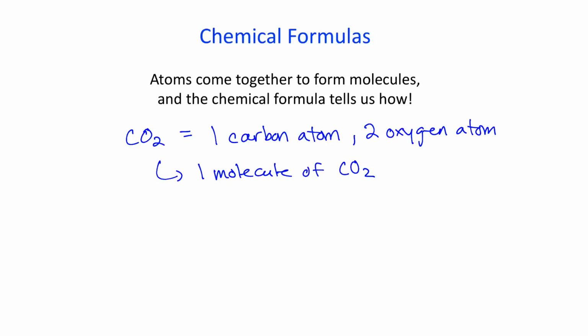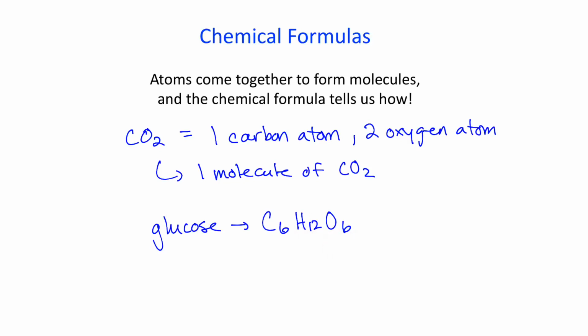One that you might be familiar with from maybe a biology class is glucose. If you look up the chemical formula for glucose, or if you remember it from biology, you know it's C6H12O6. So we know that glucose contains 6 carbon atoms, 12 hydrogen atoms, and 6 oxygen atoms.